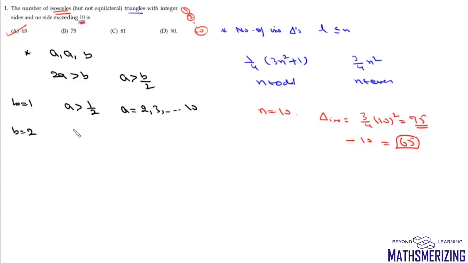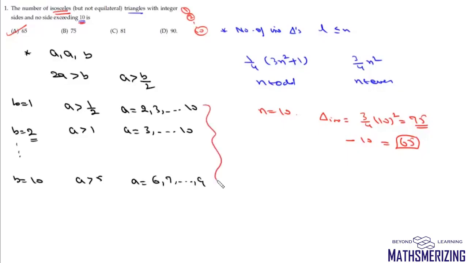If we choose B as 2, then A will be greater than 1. We'll choose A greater than 1, A as 2, but then this triangle should not be equilateral. So it'll start with 3 and we'll go all the way up to 10. And we can do that up to B equals 10, where A is greater than 5. So here the value of A will be 6, 7 up to 9. If you count them again, it will be 65, and that's your option number A.